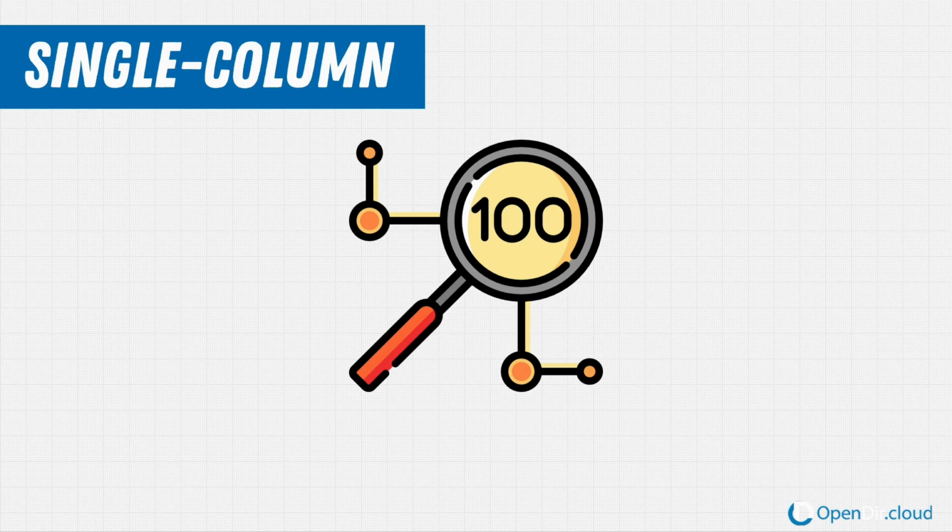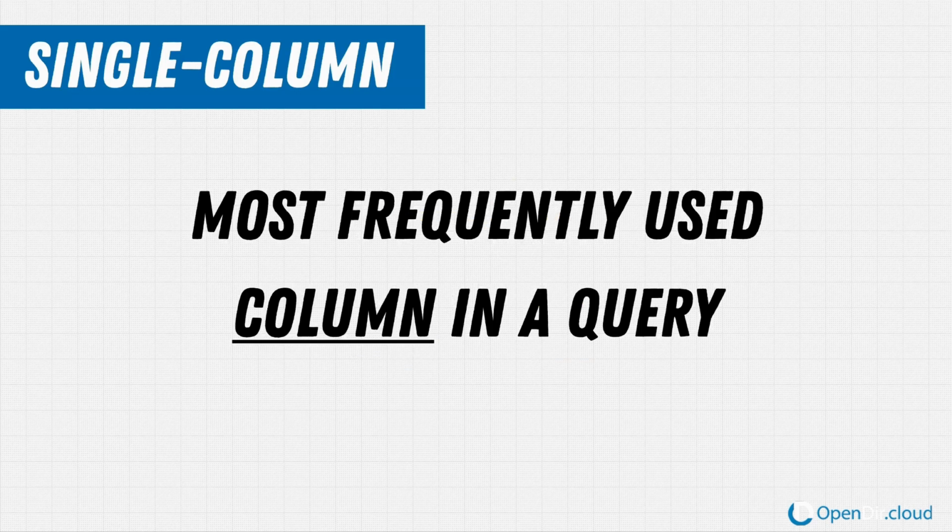So, first up on the chopping block, single column indexes. Single column indexes are indexes that are used against the most frequently used column in a query. The most frequently used column is often the column that you are referring to in every single query in the where clause. So that's the column that you are going to apply an index against.